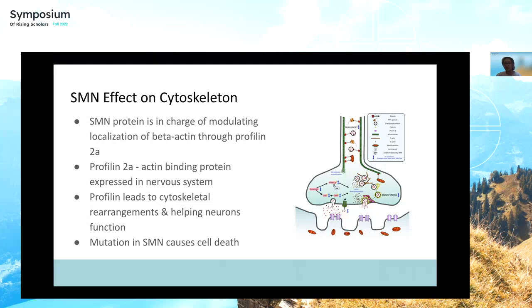And profilin leads to cytoskeletal rearrangement, helping neurons function. Therefore, a lack of it can affect the cytoskeleton structure of the protein and cause cell death. So as you can see, disruption of ribonucleoprotein assembly, mRNA trafficking, and effects on neuronal cytoskeleton structure due to mutation of the SMN1 gene are big causes for neuron death in SMA. However, SMN is also involved in many different pathways as well, which I will not be going into, but just to put out there, it has a lot of effects.